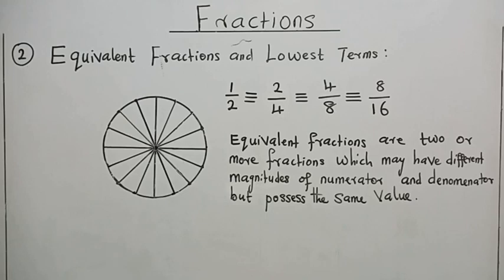Let's go on, please. All these fractions are equivalent. They possess different numerators: 1, 2, 4, 8. They also possess different denominators. They are 2, 4, 8, and 16.